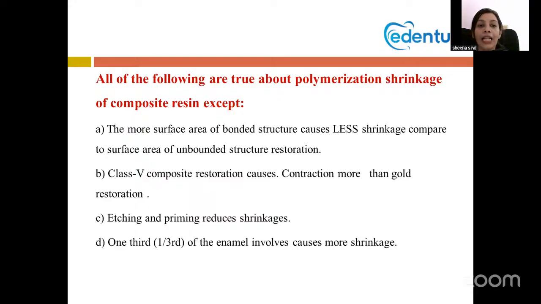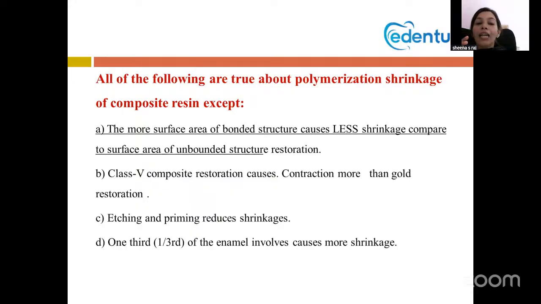The first option: the more surface area of bonded structure causes less shrinkage compared to the surface area of unbonded surface structure. B. Class 5 composite restoration causes contraction more than gold restoration. C. Etching and priming reduce shrinkage. D. One-third of the enamel involved causes more shrinkage.